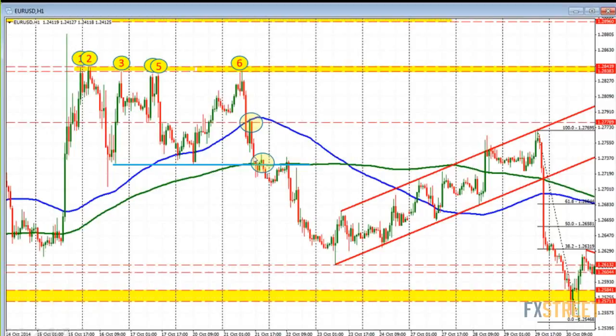So you get this congestion area around here, and the market, though, finds support or resistance around that 200-hour moving average. It's taking a breath, but allows you the opportunity to again trade against that level, and it does it again here and moves lower.